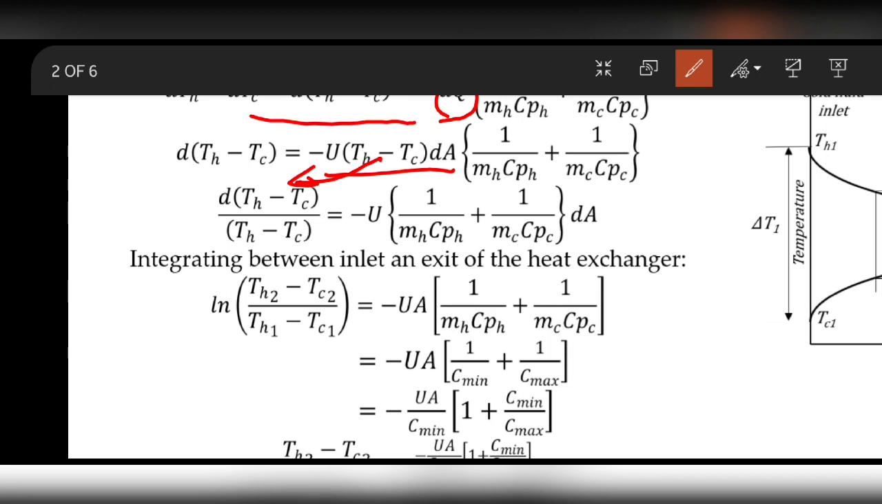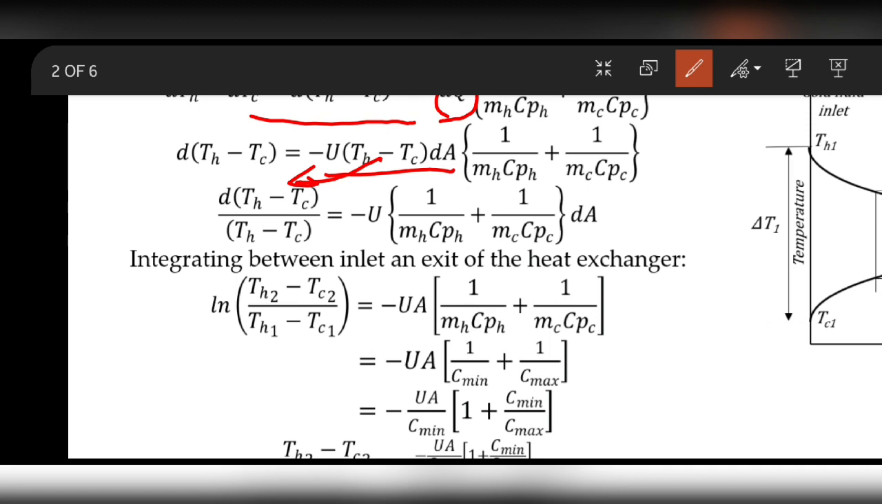Now the product of mass into specific heat, that is mH CpH or mC CpC, we call heat capacity, and the heat capacity of one of the fluids will be maximum and the other fluid will be minimum.